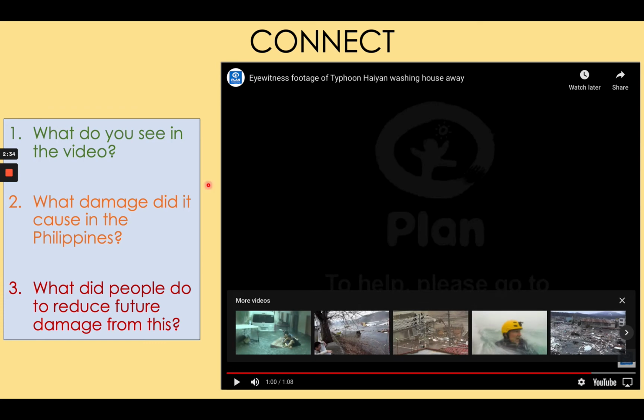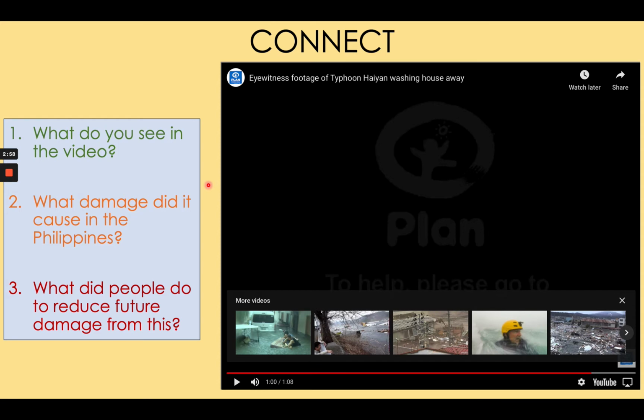So, answer the questions. So number 1, you should have said you saw a storm surge and you saw the damage that it caused to the town and the buildings in the video. 2, it completely removed one building from its foundations, it heavily damaged others, it dragged debris across with it.